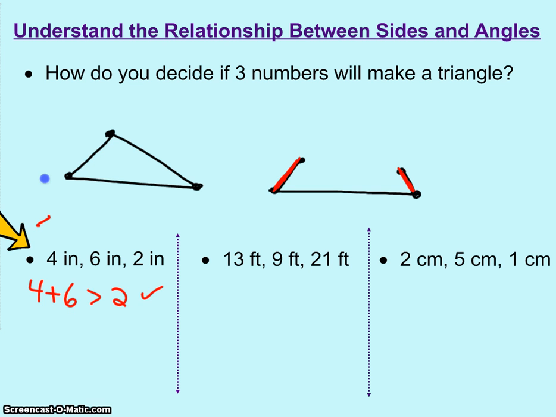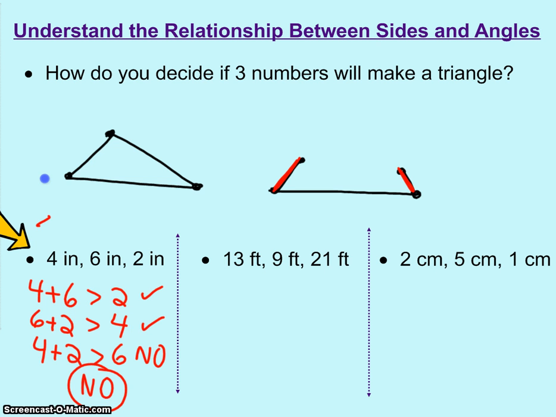That looks good. But 6 and 2 inches, when I take that combination, is it greater than 4 inches? Yep, 8 is greater than 4. That looks good. My last combination is 4 plus 2. Is that greater than the third side of 6? Well, 6 is equal to 6, but 6 is not greater than 6. This does not check out. So if any one of these is a no, the answer is no. That does not make a triangle.